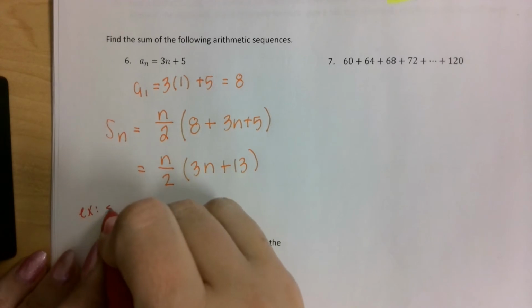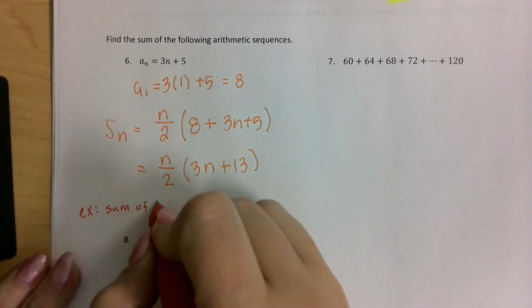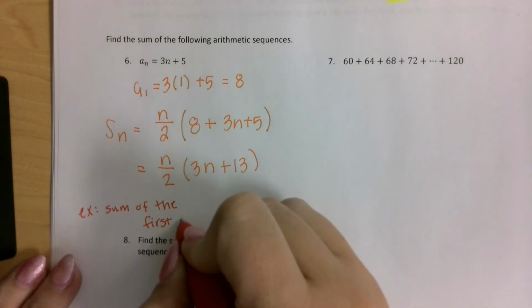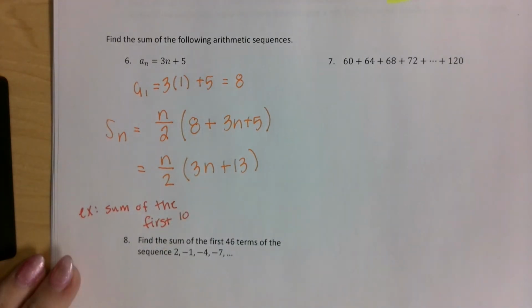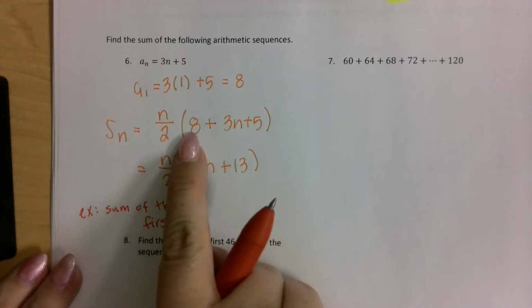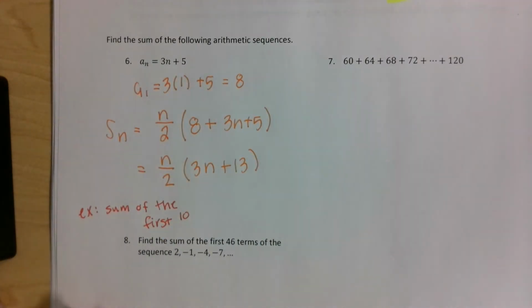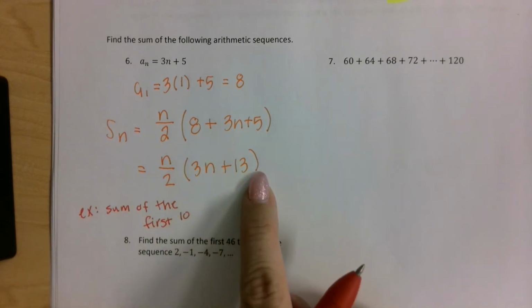If I said find the sum of the first 10 numbers, okay, so the first number is 8. The second number would be 11, right? The third number is whatever. I want to know if I added up the first 10 in my calculator, what would I get? Well, I can just use this formula.